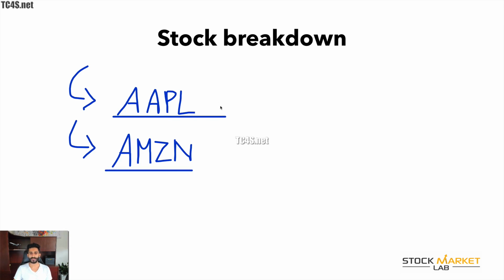Now let's say Apple share price is $230, and let's say Amazon share price is $1,700. Okay, this right here means Apple, if you want to buy one share of Apple, you have to pay $230. If you want to buy one share of Amazon, you have to pay $1,700.